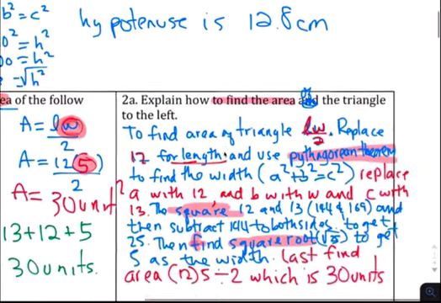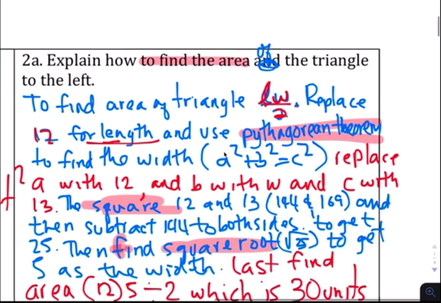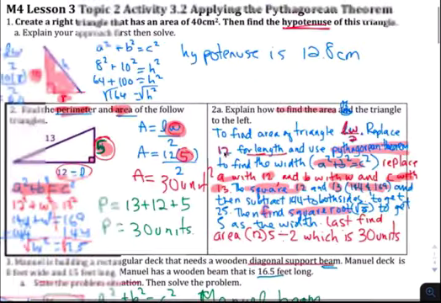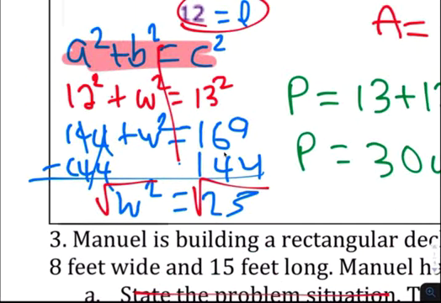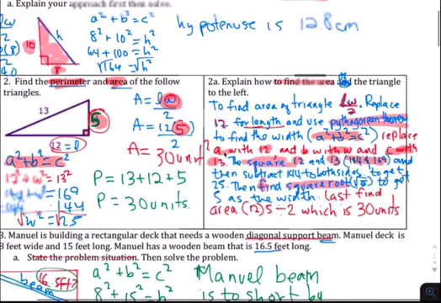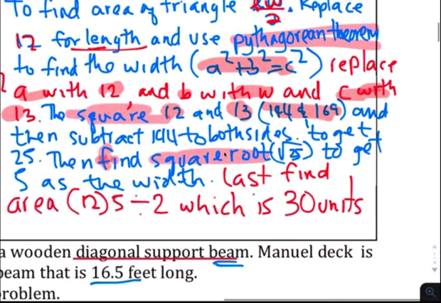Then you explain that in your paragraph and use Pythagorean Theorem to find the width. A squared plus B squared equals C squared. Replace A with 12, B with W for width, and C with 13. Then do the squares of 12 and 13 and you get that, and then subtract. That's what I explain in there. You need to be thorough in explaining what you did. Then subtract 144 from both sides to get 25. Then find the square root. You take the square root of 25 to get 5 as the width.